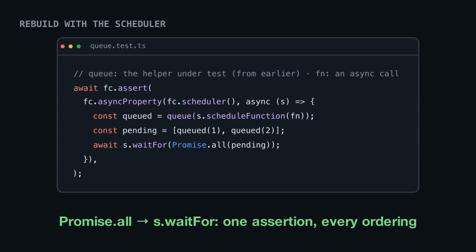But instead of Promise.all, we hand the whole thing to s.waitAll. That tells the scheduler: run everything, in whatever order you like, until these promises settle. waitAll is the flexible one. It's happy even if the calls aren't fired all at once. Now the same assertion, we saw 1, then 2, is tested against every ordering fast-check can dream up.